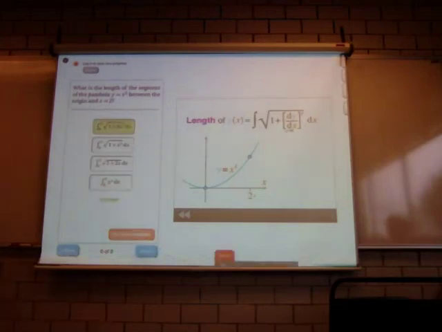All we need to know is what dy dx is. Y is equal to x squared, and dy dx is the derivative of y with respect to x. So from the power rule, we know that dy dx is 2x. So this term is just 2x. Don't forget to square it.